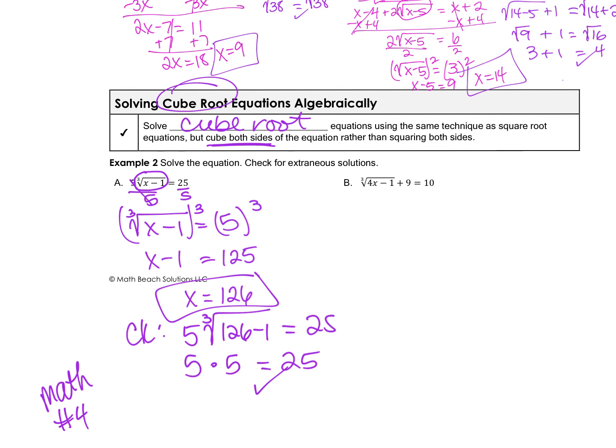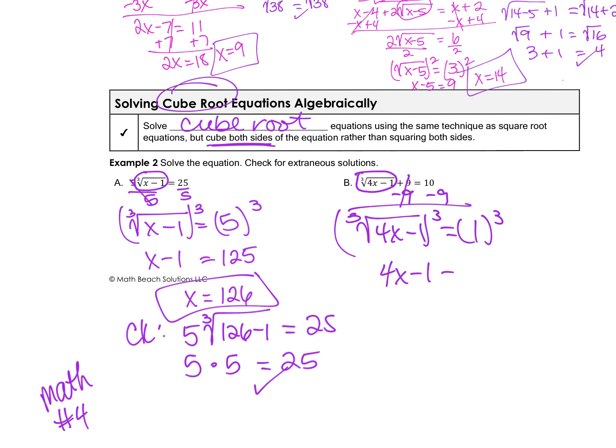Okay, last one that we're going to look at. So we want to isolate the cube root. So first step would be to subtract 9. So make sure your radical is always isolated if possible. Now I can cube both sides. So that's just 4x minus 1.